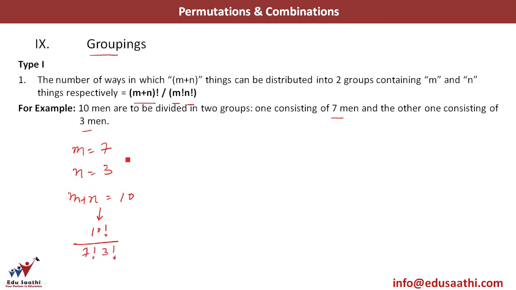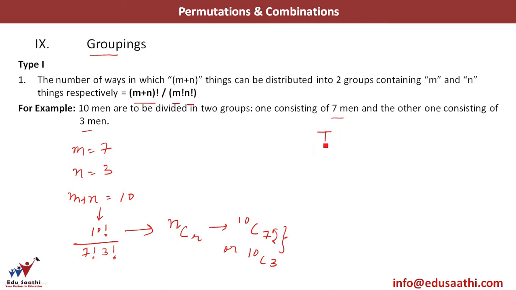If you look carefully, this is nothing but the formula for nCr, where n is 10 and r is either 7 or 3. Both these are the same thing. Okay, so why is it so? Let's solve this question in another way.